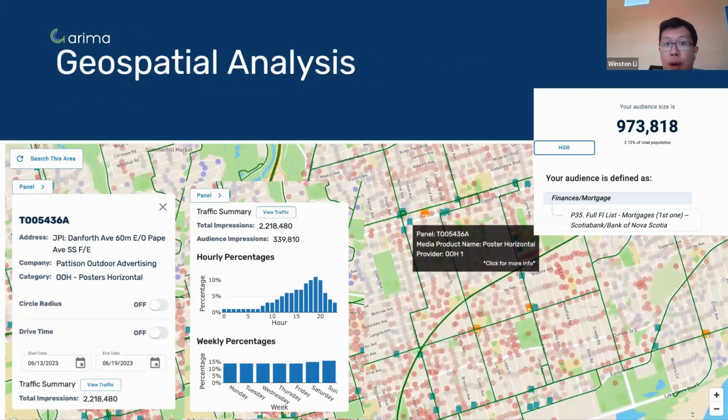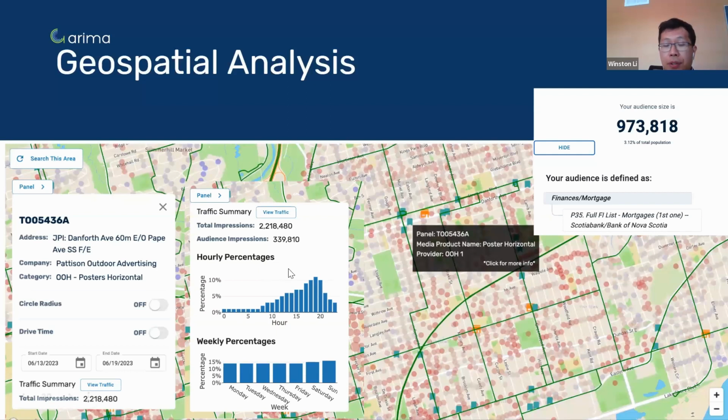And geospatial analysis is the last example here. Looking at an area of the country, what do people look like? If I have a target, here, for example, my target is people who have a mortgage with Bank of Nova Scotia. Where are they? Are they more concentrated? Are they less concentrated? And where are my store locations? Where are my branches? Here's an example, this is a Scotiabank branch.